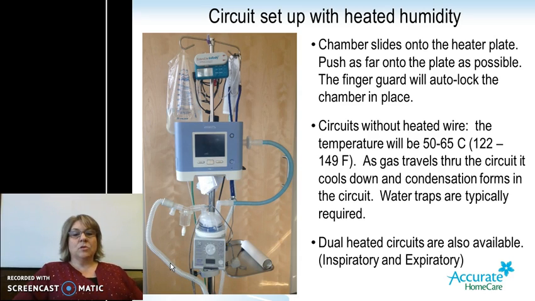We do have some circuitry that do not have heated wires in them. The temperature will be between 50 and 65 degrees Celsius in these circuits. As the gas travels through the circuit, it cools down and condensation forms in the circuit. Water traps are typically required. Dual heated circuits are also available, meaning that there is heated wires on the inspiratory side and the expiratory side of the circuit.